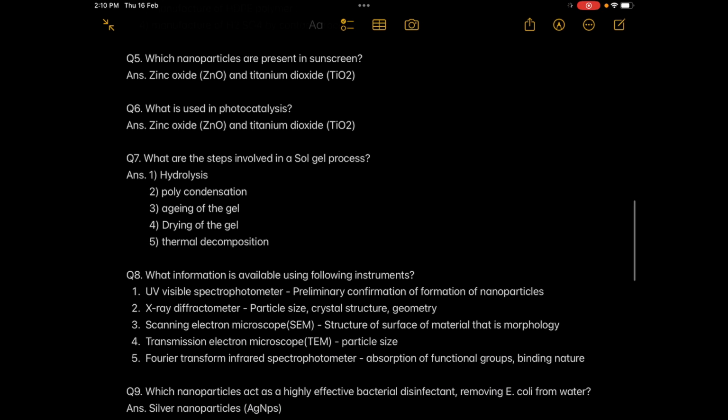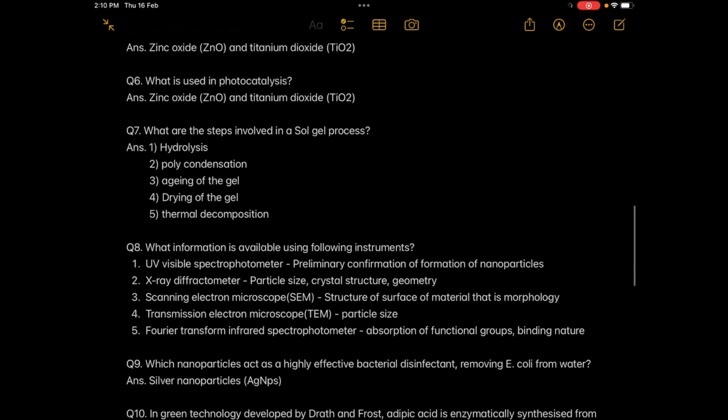The next question is, which nanoparticles are present in sunscreen? So we can be having zinc oxide and titanium dioxide. We can have the same answer, but the question can be framed in a different manner. That is, what is used in photocatalysis? So we can have the same answer, that is zinc oxide and titanium dioxide.